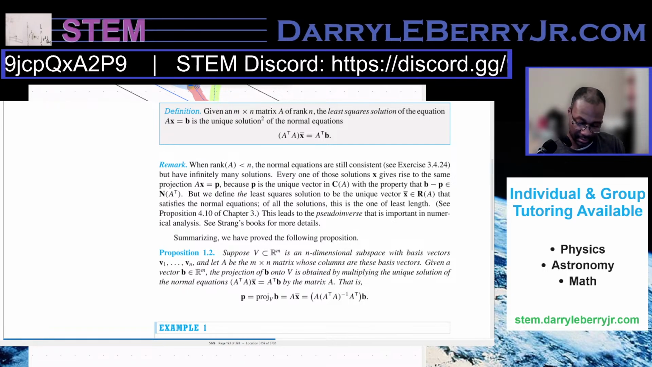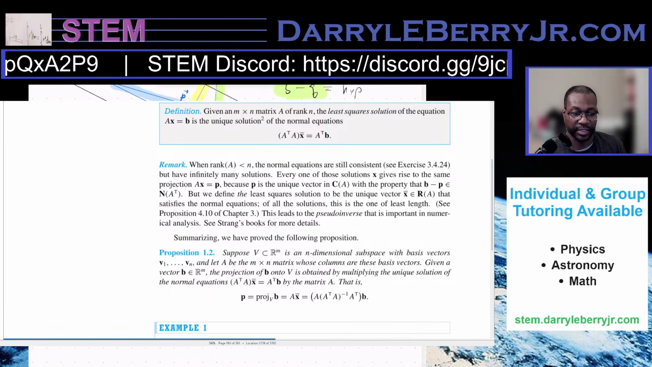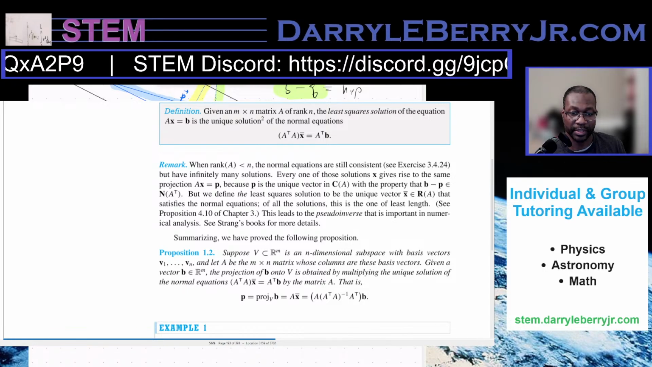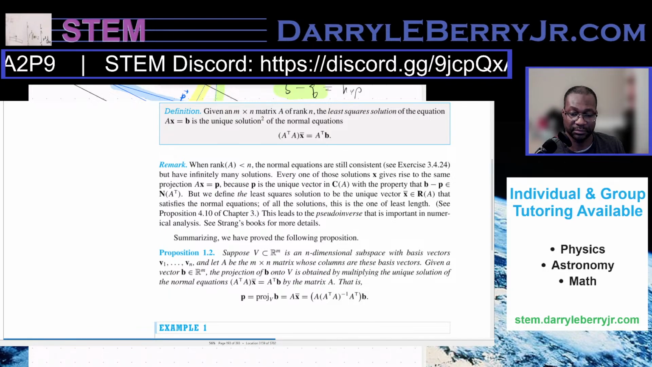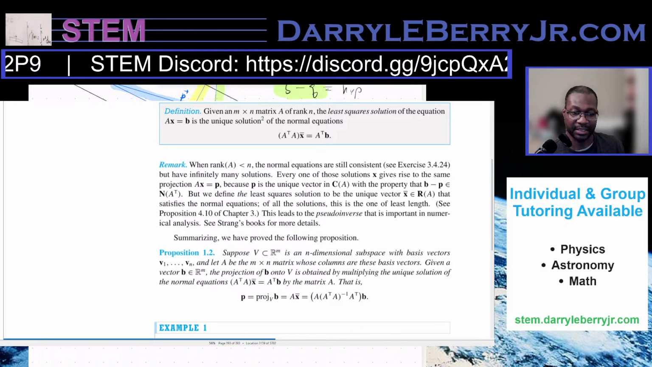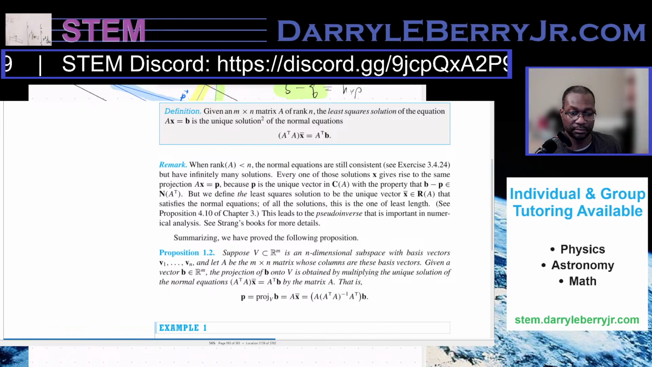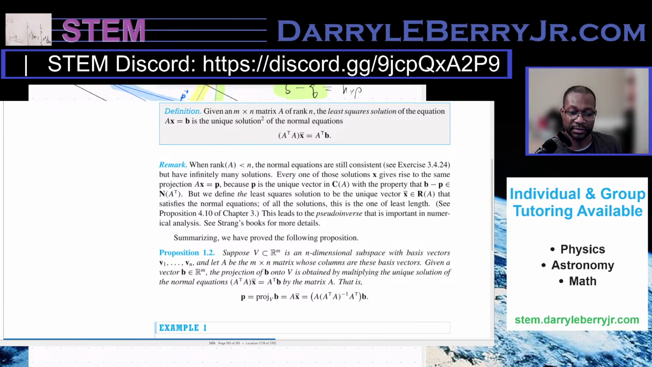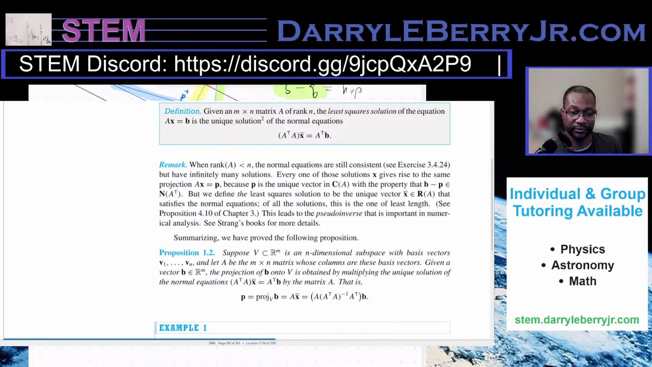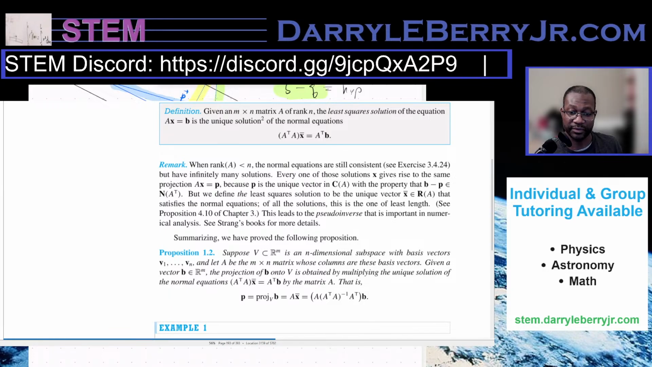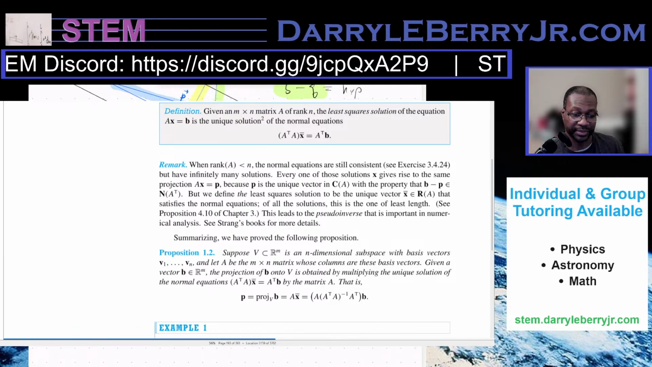B minus P is in the null space of the transpose of A. We define the least squares solution to be the unique vector X in the row space of A that satisfies the normal equations. Of all the solutions, this is the one of least length. This leads to the pseudo inverse that is important in numerical analysis. See Strang's book for more detail.